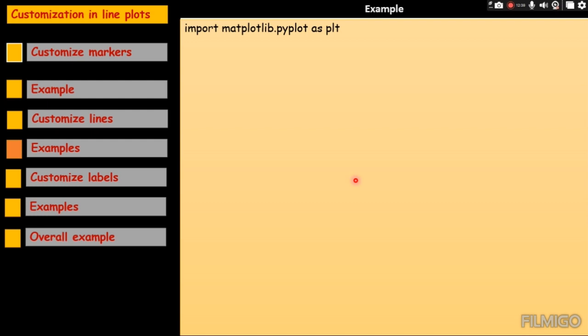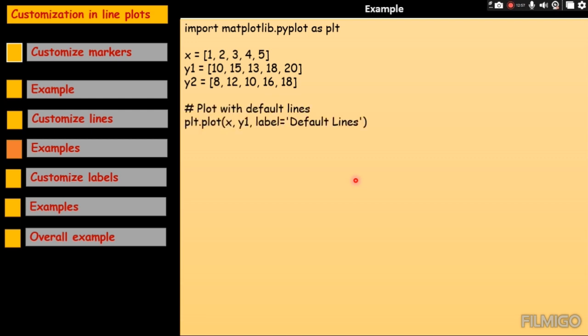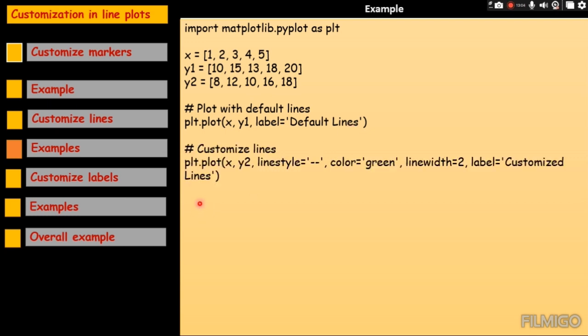Import matplotlib.pyplot as plt. Sample data: x equals 1, 2, 3, 4, 5. y1 equals 10, 15, 13, 18, 20. y2 equals 8, 12, 10, 16, 18. Plot with default lines: plt.plot(x, y1, label='default lines'). Customize lines: plt.plot(x, y2, linestyle='--', color='green', linewidth=2, label='customized lines').